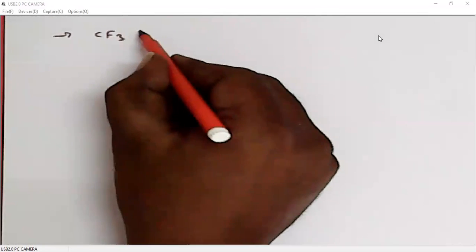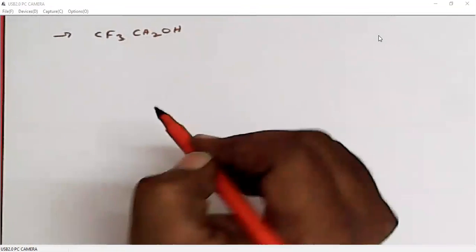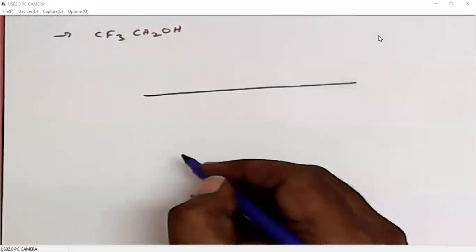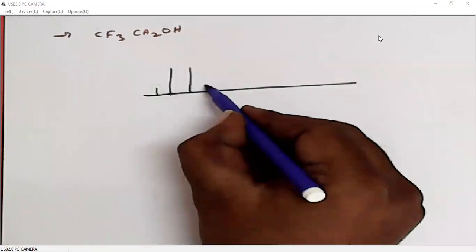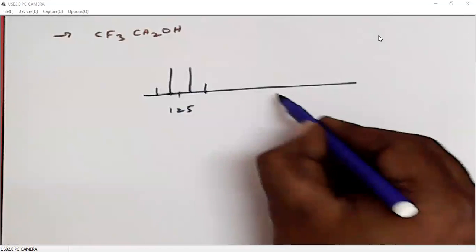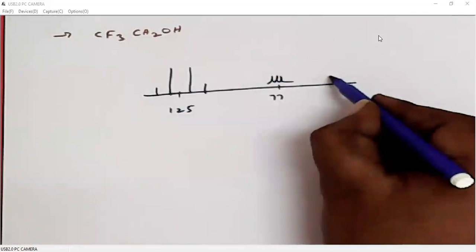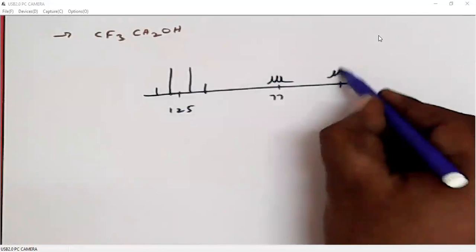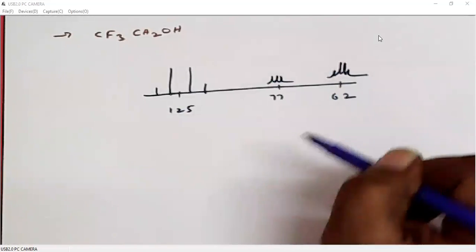In the trifluoroethanol, when we look at the carbon-13 spectrum, the carbon-13 spectrum of this compound gives a quartet at around 125 ppm, a triplet at 77 ppm, and a quartet at 62 ppm.